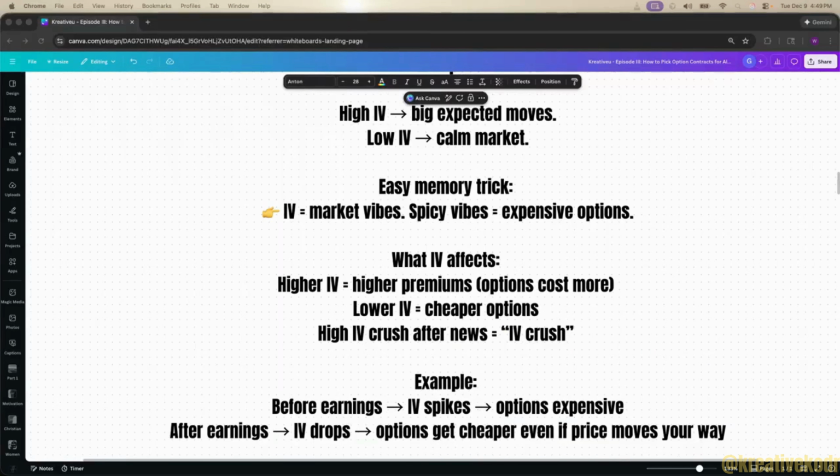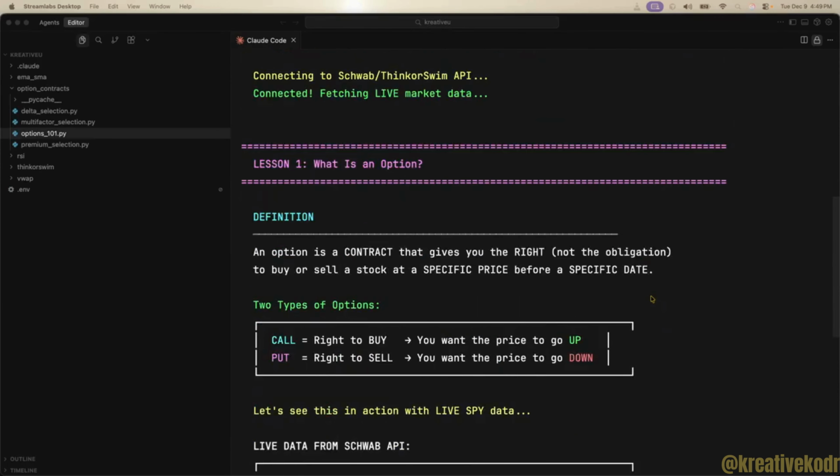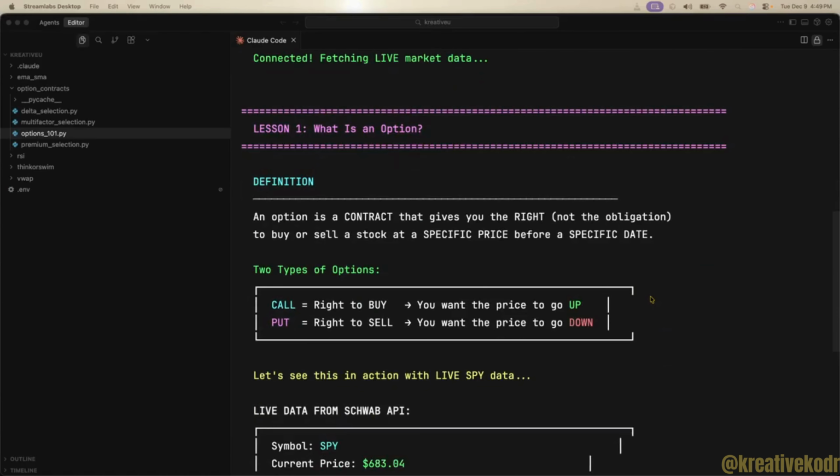So let's go ahead and jump over to Claude Code or Cursor, and this is where we're really just going to break this down programmatically. What is an option? I think I'm just going to stay here. So lesson one, what is an option? Remember we talked about that.